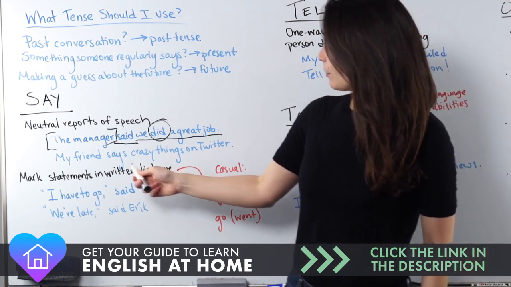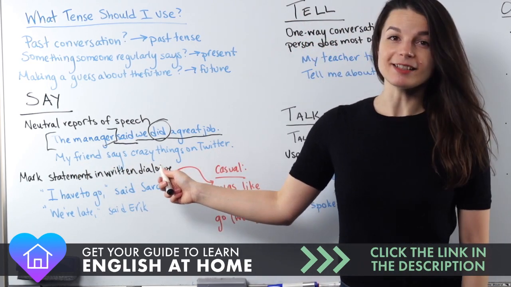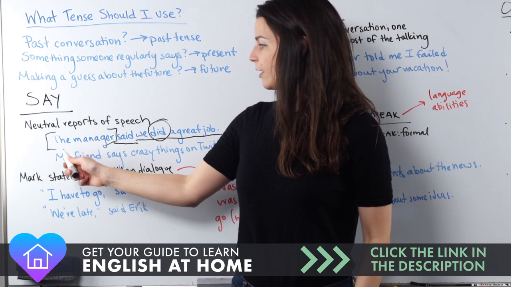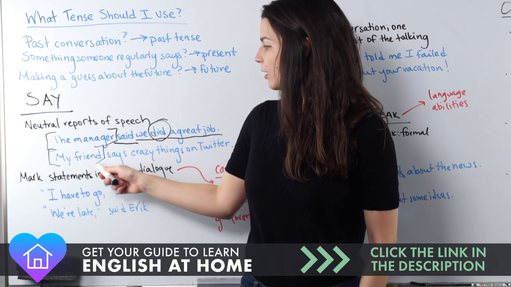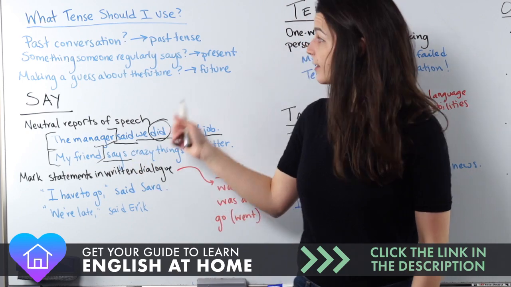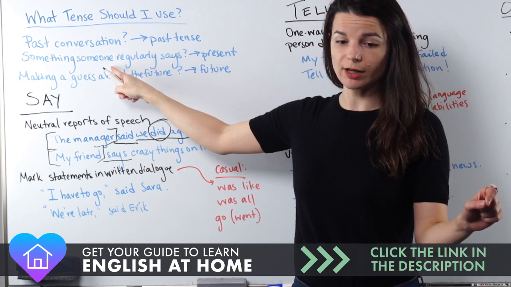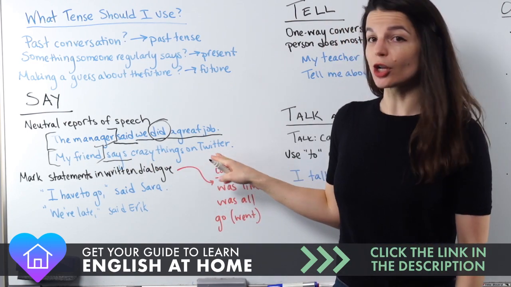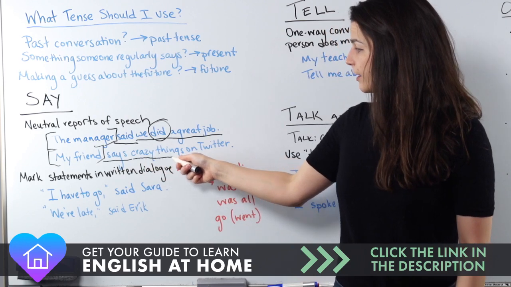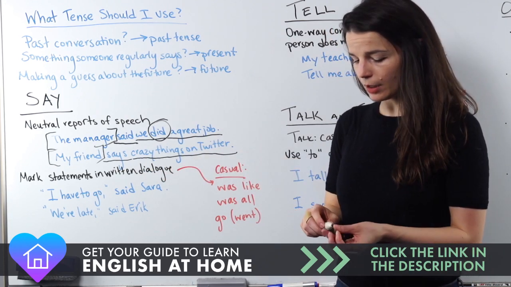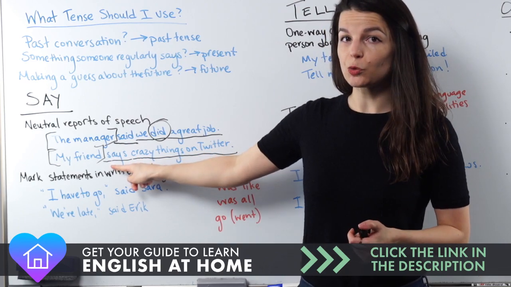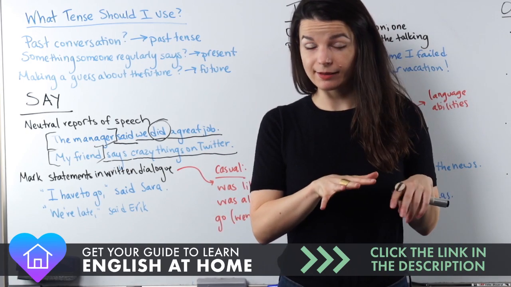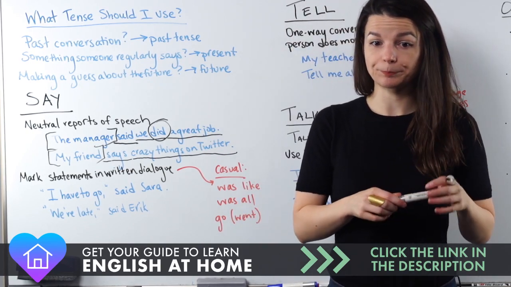Okay, another example. My friend says crazy things on Twitter. So again, here's the person speaking, my friend. Here's my verb, says, present tense, because this is a regular situation. So my friend writes, in this case, if I change the verb, crazy things on Twitter. So this is an example of a time when it's okay to use this verb, says, like you're reporting speech, even though it's written. So you can use it in this way too.